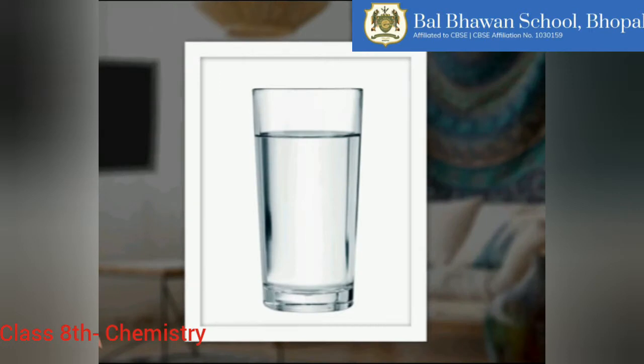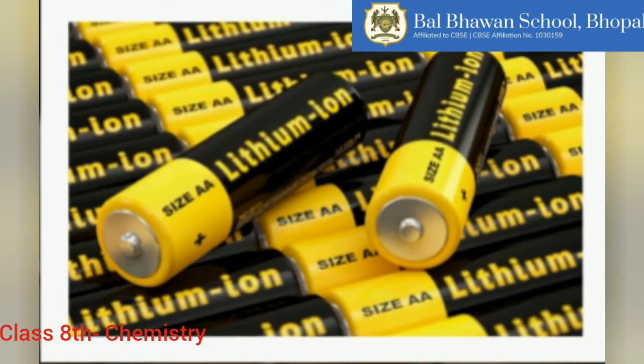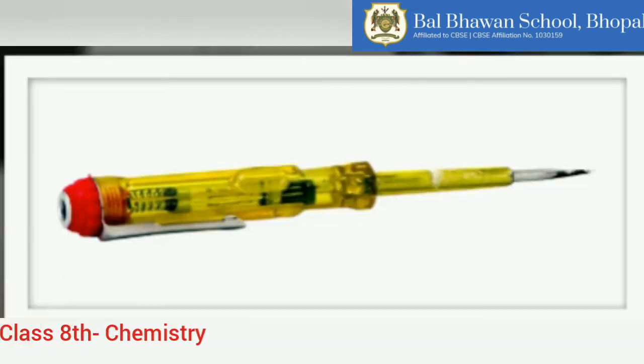We need a beaker filled with water or a glass of water. Both tap water and distilled water are required. Then plastic insulated copper wire, that is our electrical wires, and a set of cells so that at least it will produce 6 volt of current, and a tester for detecting the current flow or whether the circuit is complete or not. For that purpose we need this tester.